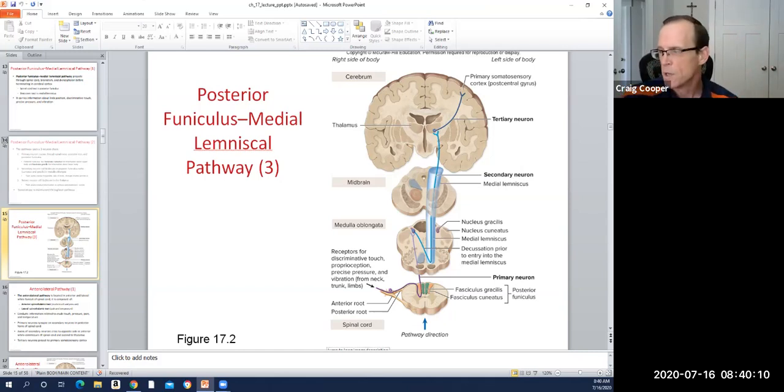So 3 neurons: the sensory one that's getting the information from the body, the one in the medulla that's going to ultimately cross over, and then the one in the thalamus that's going to send it to its final destination so that we can make sense of where we're getting that information.